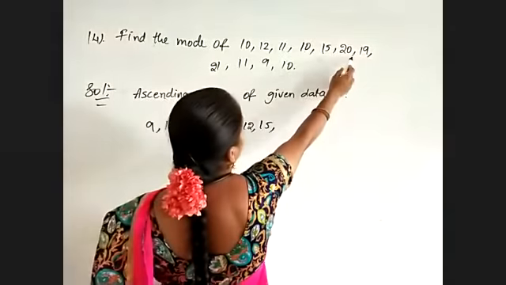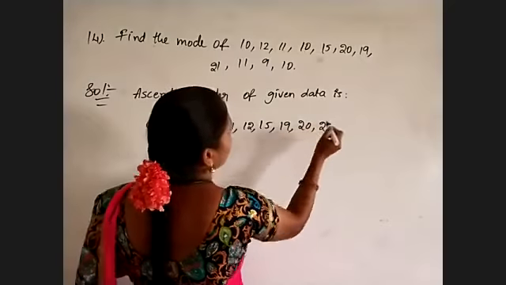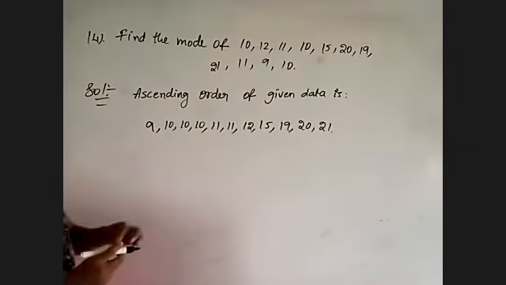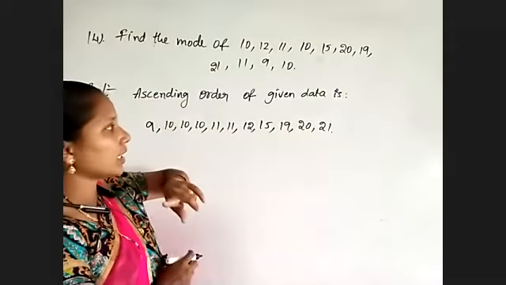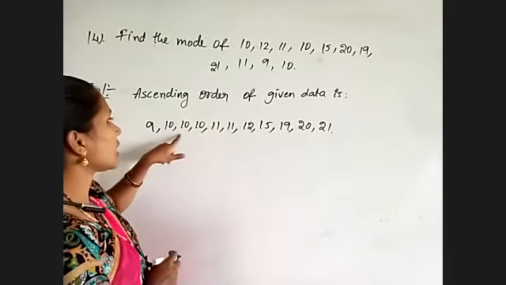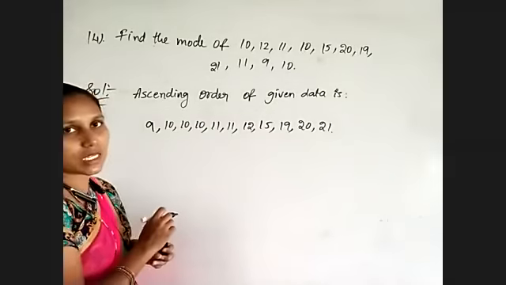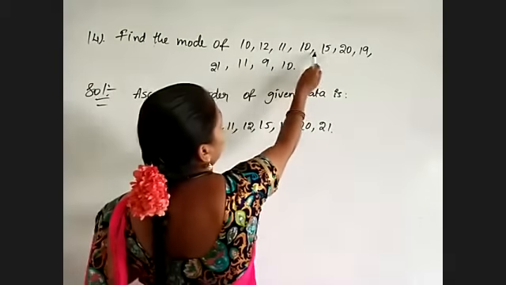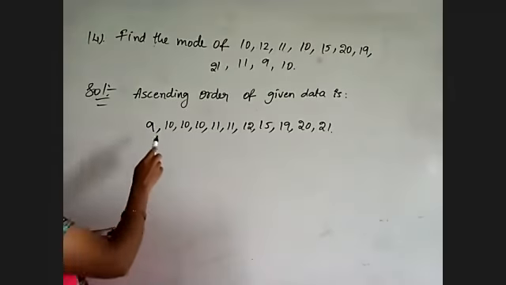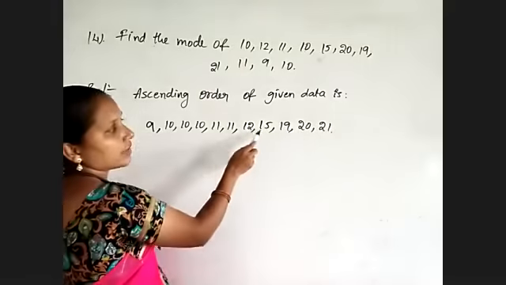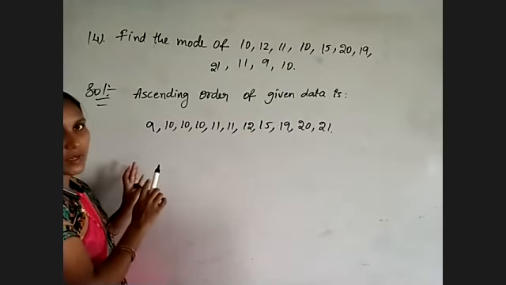And next 19. Next 20, 21. All these came only once. Okay. 12, 15, 19, 20, 21. All these 5 observations appeared only once. 11 came twice, 10 came thrice, and 9 also only once. Now just count whether we got all observations or not. 1, 2, 3, 4, 5, 6, 7, 8, 9, 10, 11. 11 observations are given in the question. So we have listed all the observations. No observation was missed.